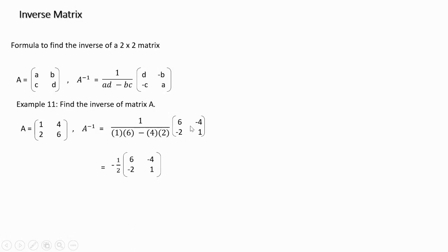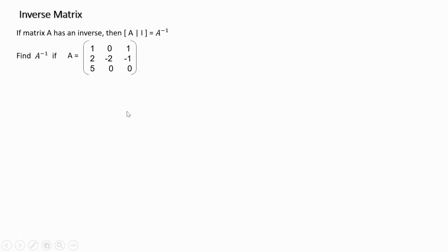We multiply it times every element on the inverse here, guys. So it will be negative 1/2 times 6 will give us negative 3, negative 1/2 times negative 4 will give us 2. Negative 1/2 times 2, negative 2 will give us 1. And finally, negative 1/2 times 1 will give us negative 1/2. That's how you find the inverse of a matrix by using the formula.